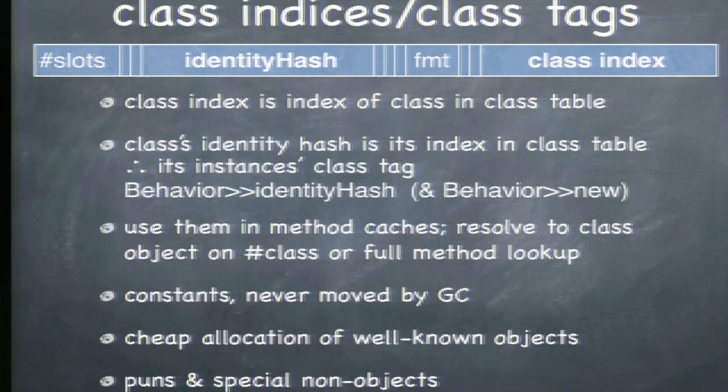And the way that we make instantiation fast, so that when you send a message to a class to create a new object, you don't have to find out what its index is in the table, is that in a class, its identity hash, the one hash that will not change even if the object moves, is the class index of its instances. So when you instantiate an object, you just copy the identity hash of the class to the class index.